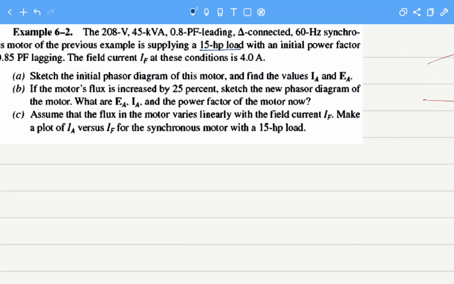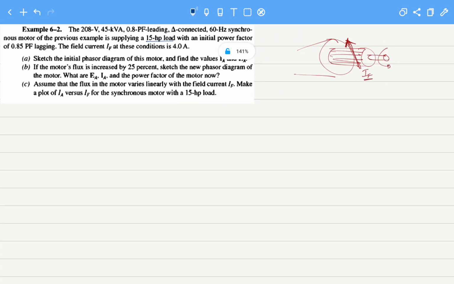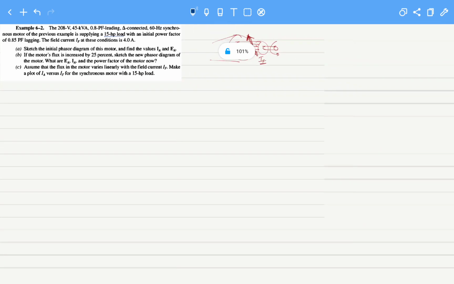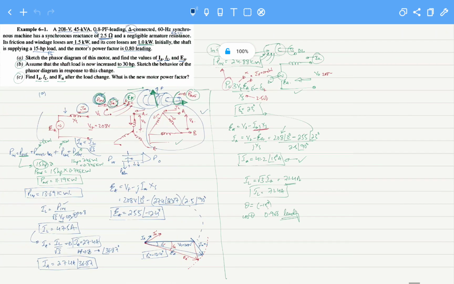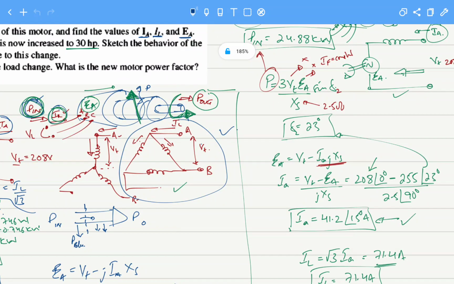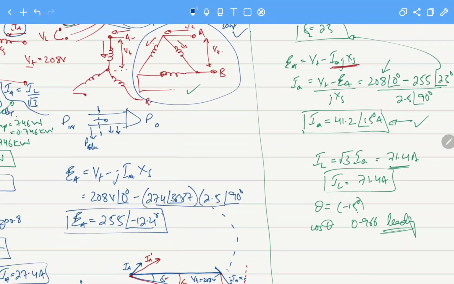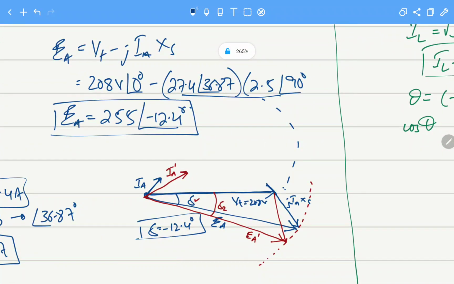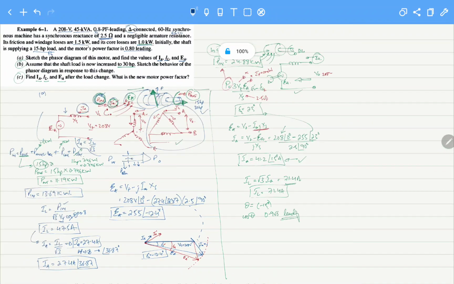The topic of synchronous machines continues, and this example is linked with the previous example that we have solved. In that example we had a synchronous motor, and we changed the output load for the machine, first calculating for 15 horsepower, then for 30 horsepower. The excitation remained the same, therefore the internally generated voltage EA was the same, but the output power changed.